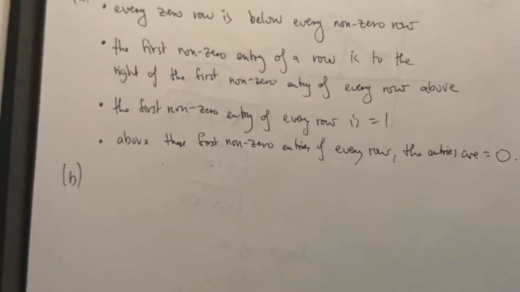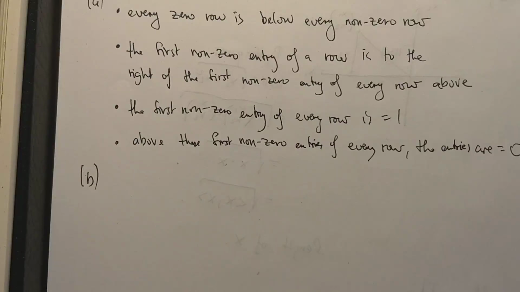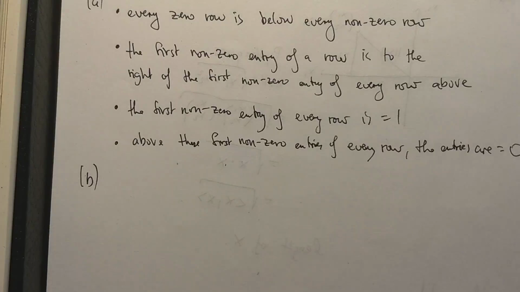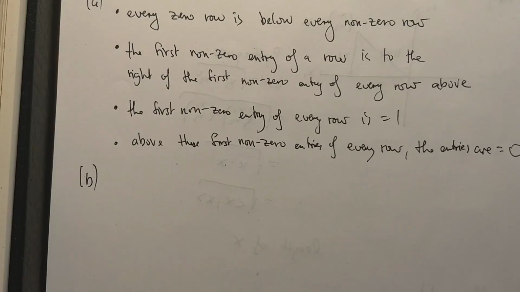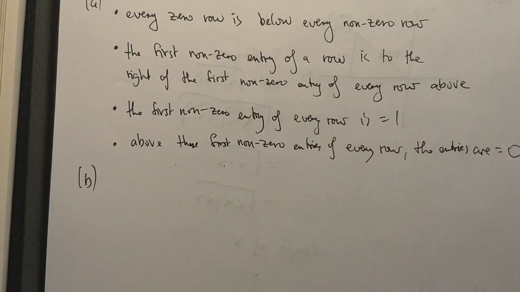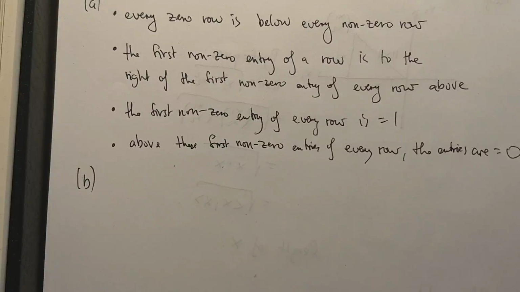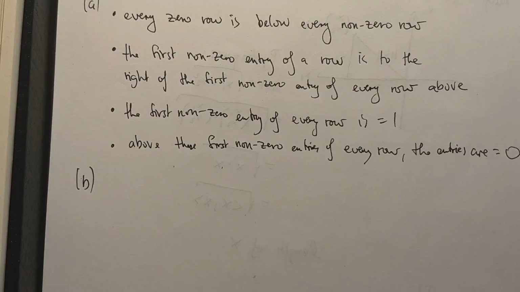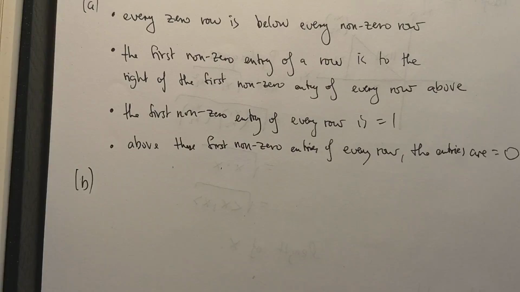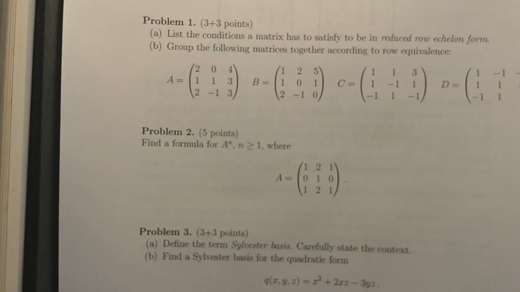So, for part B of this problem, there is a list of matrices that we have to classify according to row equivalence. Row equivalence being an equivalence relation, we have to decide which of these matrices are in the same equivalence class. The theorem about row equivalence was that two matrices are row equivalent if and only if their reduced row echelon forms are equal. So what we have to do to solve this problem is to compute all the reduced row echelon forms of these matrices.